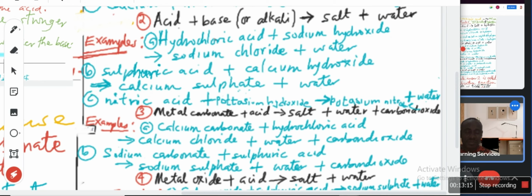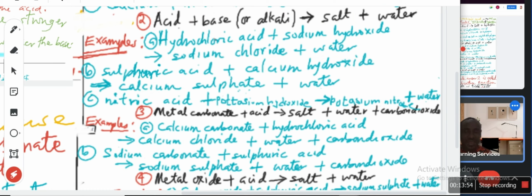Hydrochloric acid is an acid plus sodium hydroxide, which is a base. Remember when we were talking about examples of base, I told you a metal hydroxide is a base. So go ahead, read it out. Hydrochloric acid plus sodium hydroxide equals sodium chloride plus water. Because acid plus base or alkali gives salt plus water. Is that clear? Yes. Are you taking note of these laws?